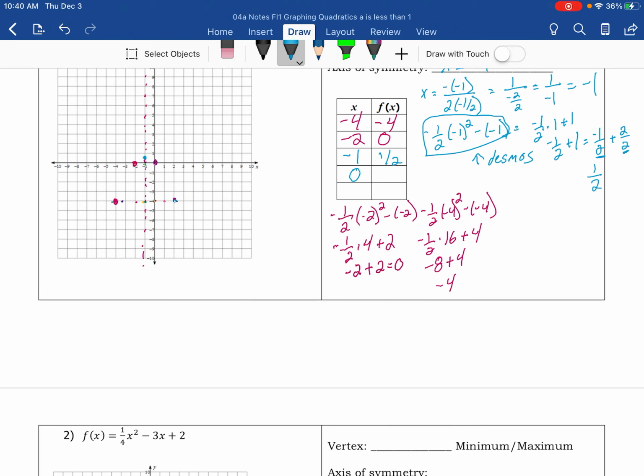So here I have my -1. 0 always works. 0 is always a really good value to pick. So I'm going to do -1/2 times 0 squared minus 0, which of course is going to be 0. And so, yep, that point did work. So it looks like I did find my points correctly. And then I'm not going to pick 1, I'll pick 2. -1/2 times 2 squared minus 2. So this is going to be -1/2 times 4 minus 2, which is -2 minus 2, which is -4. And you'll see these points are the same, so -4 did work. And so there's my graph.